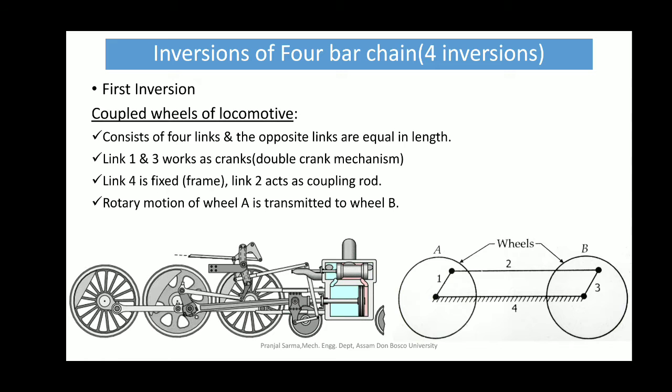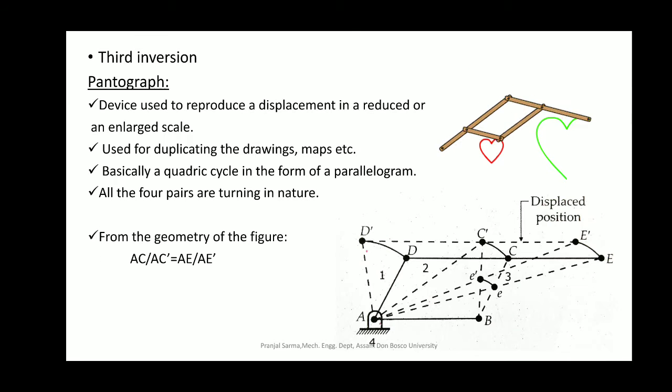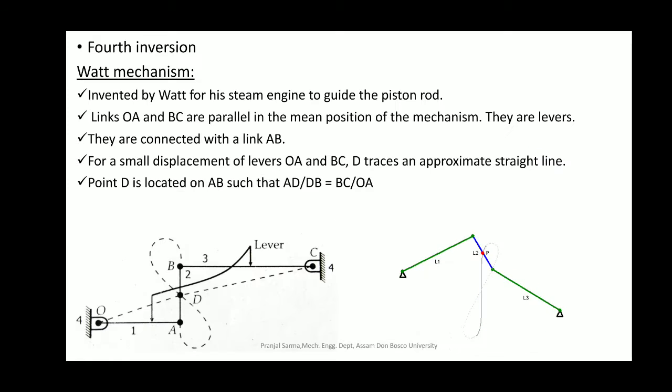Like the first inversion application is the throttle valve locomotive. Then in the second inversion we have discussed the beam engine. The third inversion, the pantograph, we have already discussed. In the fourth inversion, what mechanism have we discussed?